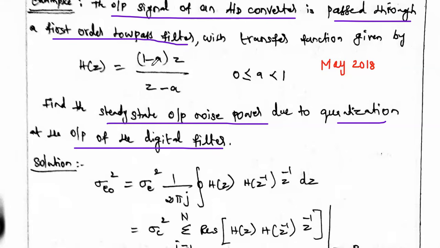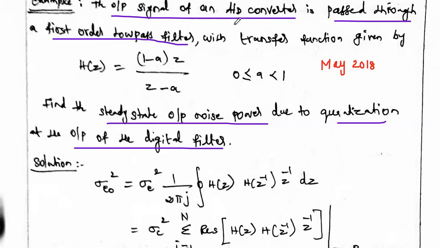Another thing is that the value of the constant a is not mentioned; it is only given as lying between 0 and 1. So for this digital filter, we are going to measure the output quantization noise power.